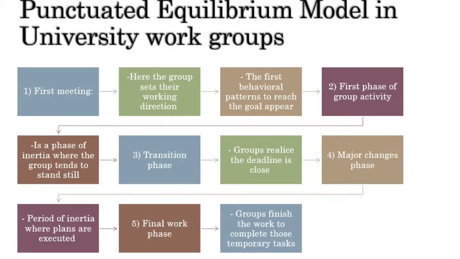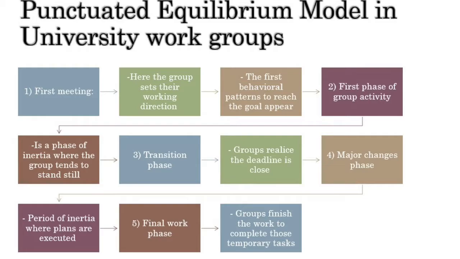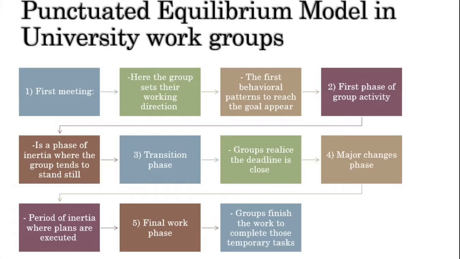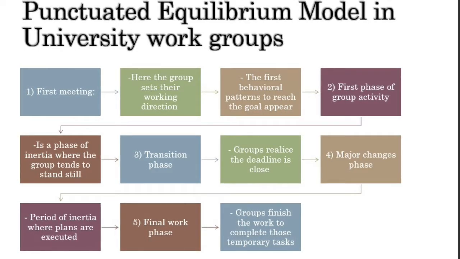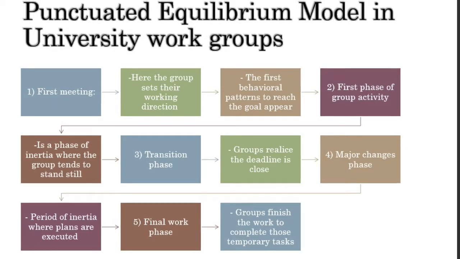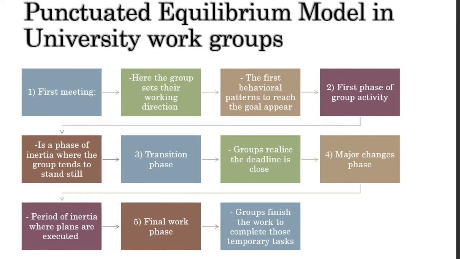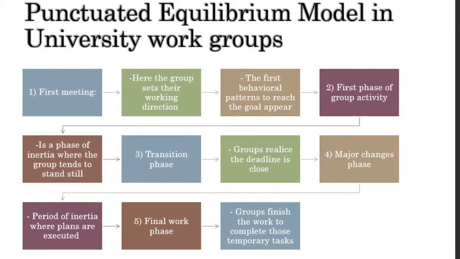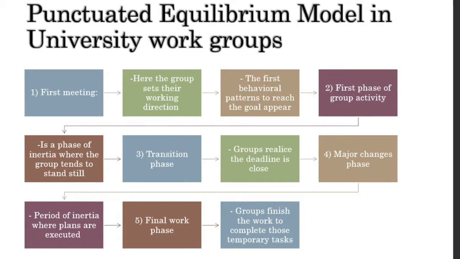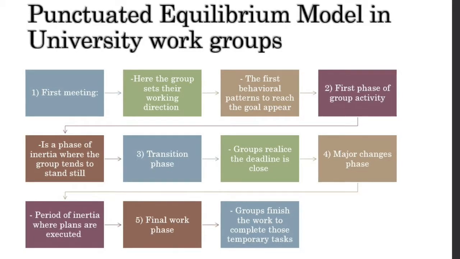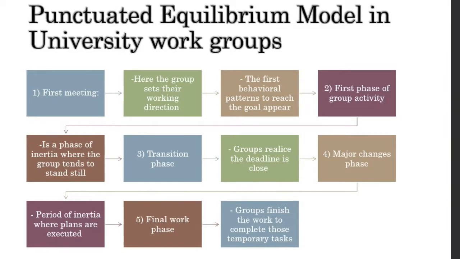The punctuated equilibrium model is often used to analyze how temporary groups work. This model states that there are five steps that every temporary group goes through. The first step is the first meeting. Remember when Sebastian told us about our groups? Here's when we set the working direction of the group. How are we going to work? We state the rules and the norms we're going to have in the group, and the behavioral patterns that we're going to use to reach the goal.